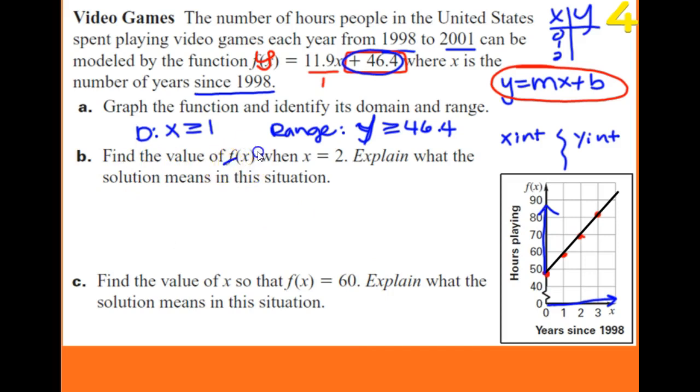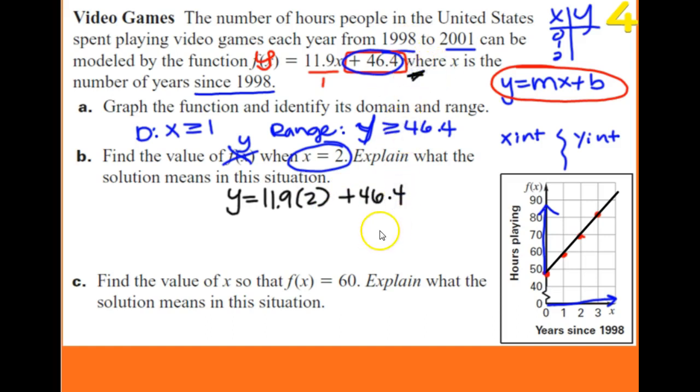Now it says find the value of f of x, which is really y. Find y when x is 2. Now you could look at your table, but it's not exact, so I'm going to use our equation. When x is 2, let's plug this in. y equals 11.9 times x, which is 2, and then add 46.4. All I did was rewrite the equation from up here. In my calculator, 11.9 times 2 gives me 23.8, and then I add 46.4, and I get 70.2.